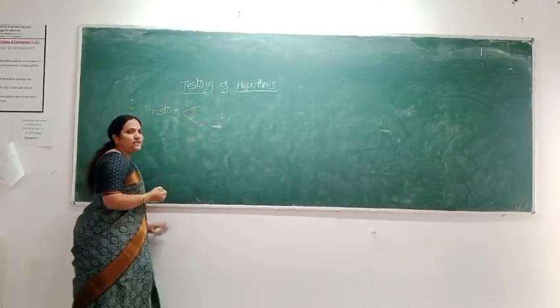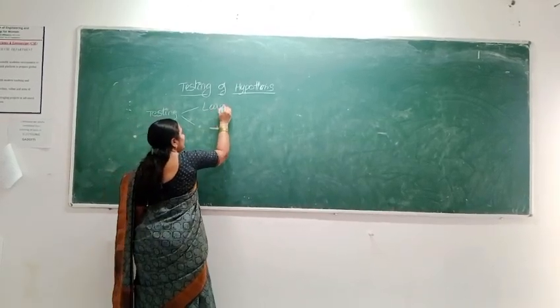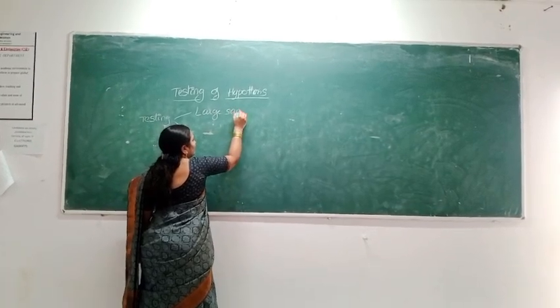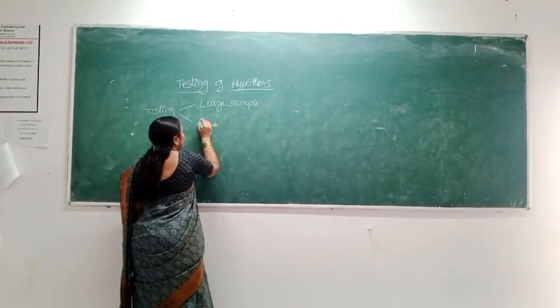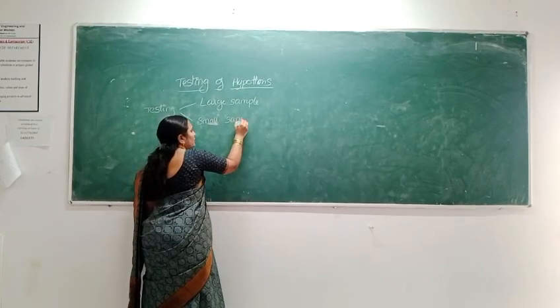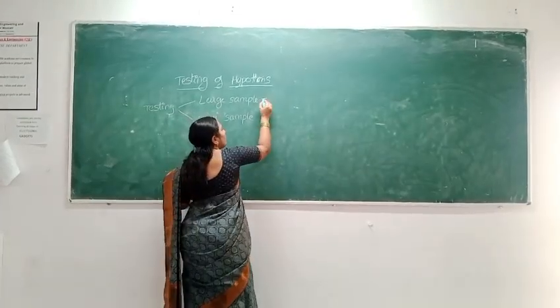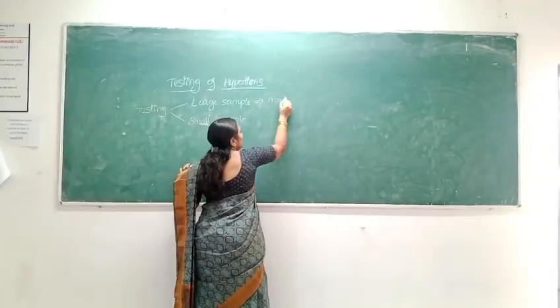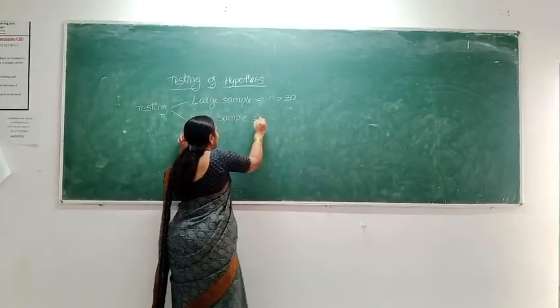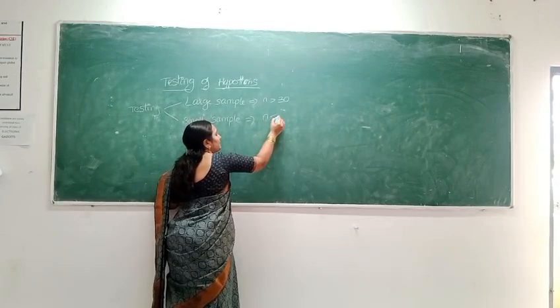two different types which depend upon the sample size. One is called large sample and another one is called small sample. Large sample is considered when the number of elements in the sample is greater than 30, and small sample is considered when the number of elements in the sample is less than 30.